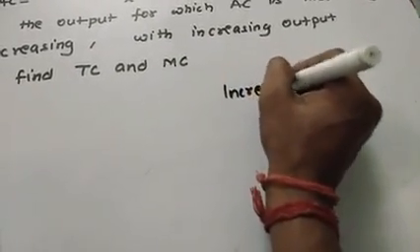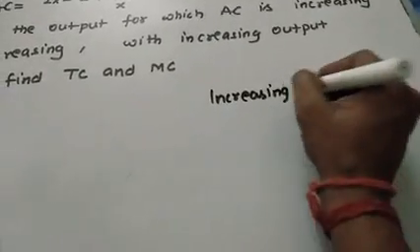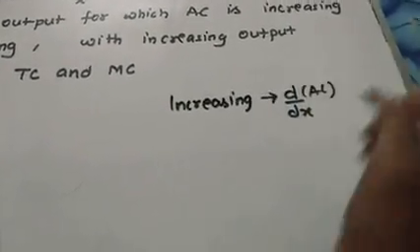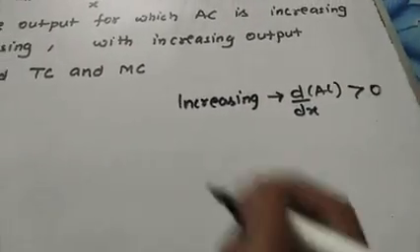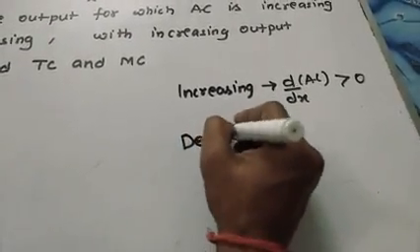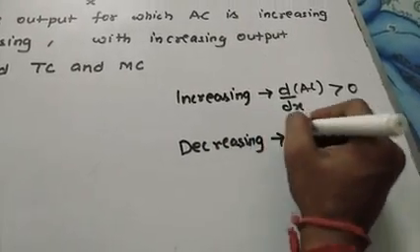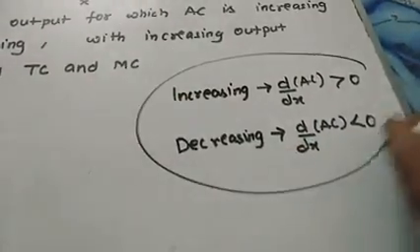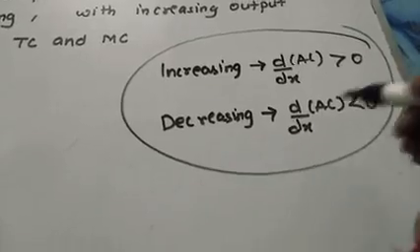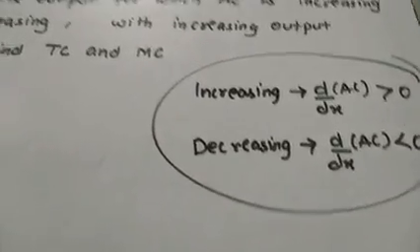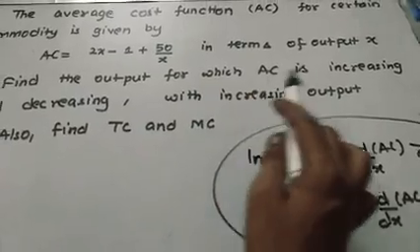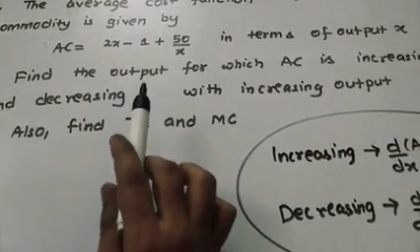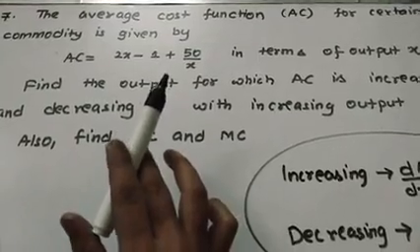So first of all, a function is said to be increasing if its first derivative, here the first derivative of average cost, is greater than 0, and decreasing means the first derivative will be less than 0. Just remember that. Increasing means the first derivative is greater than 0. Decreasing means the first derivative is less than 0. So find the output for which average cost is increasing and decreasing. We have to find the value of x basically.